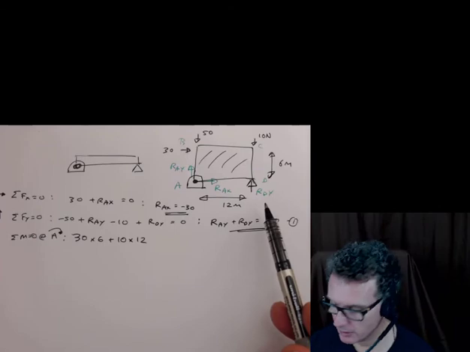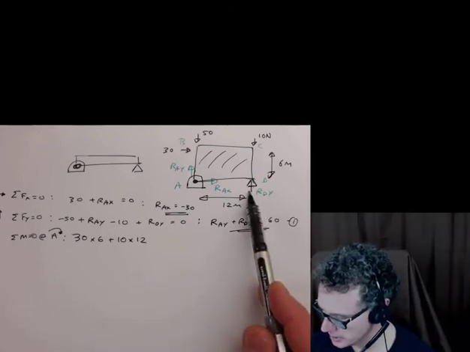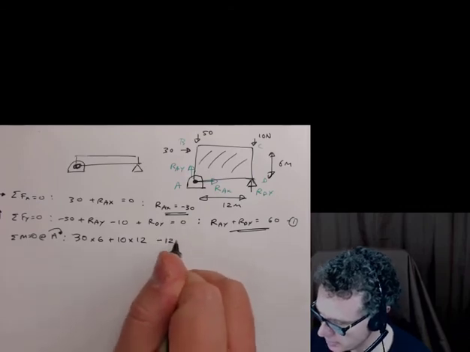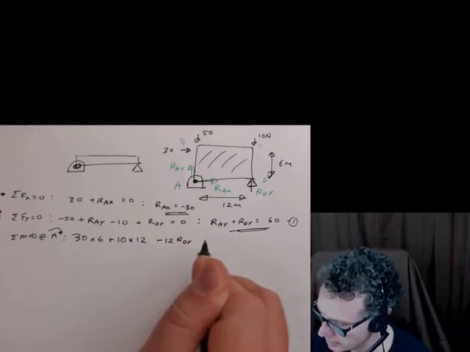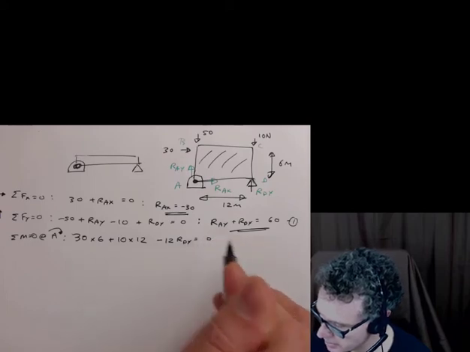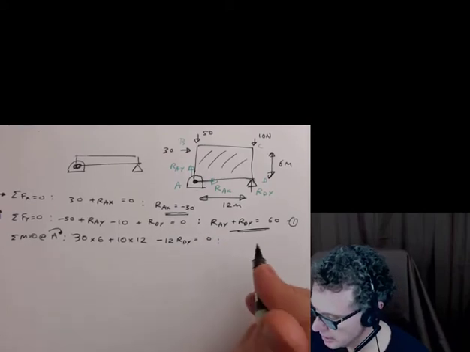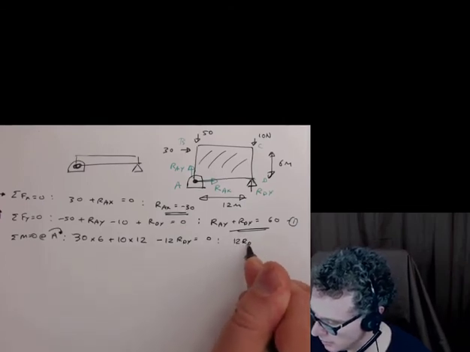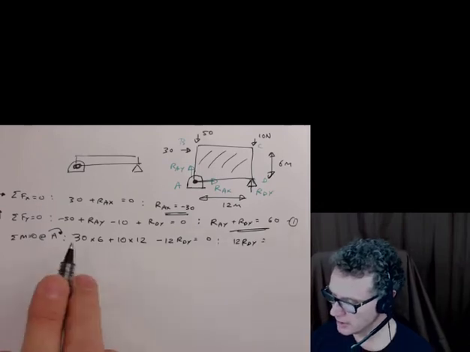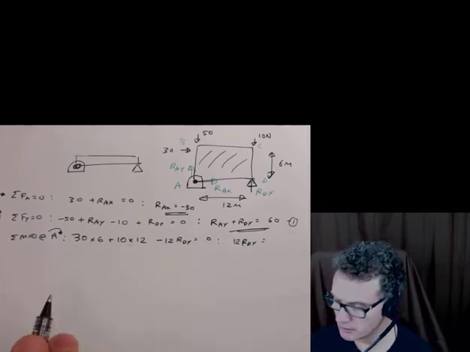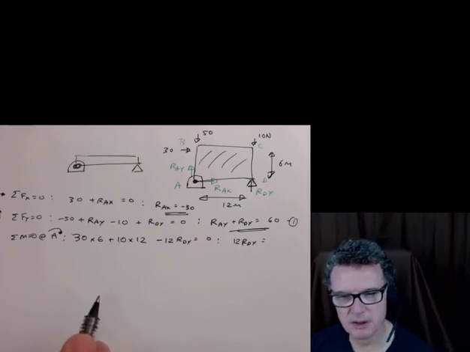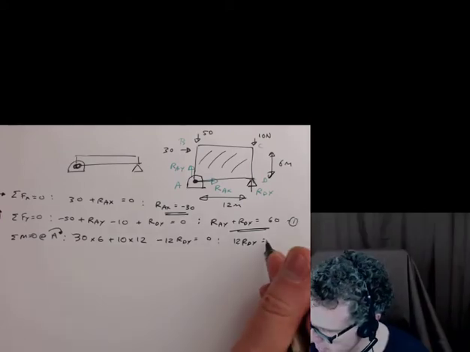Okay, what about this one here? So this is going to create a moment. It's going to go negative. So minus 12 times RDY equals 0. So let's collect my unknowns on the left, 12 RDY, make it positive, and then take my knowns onto the right, make them negative, and that is going to be 300.